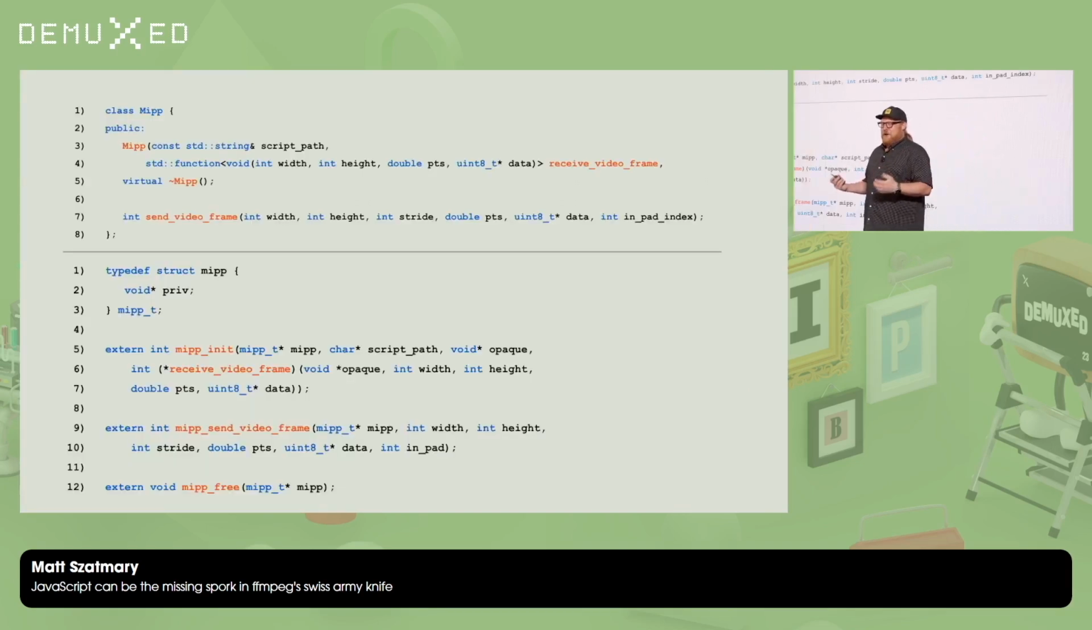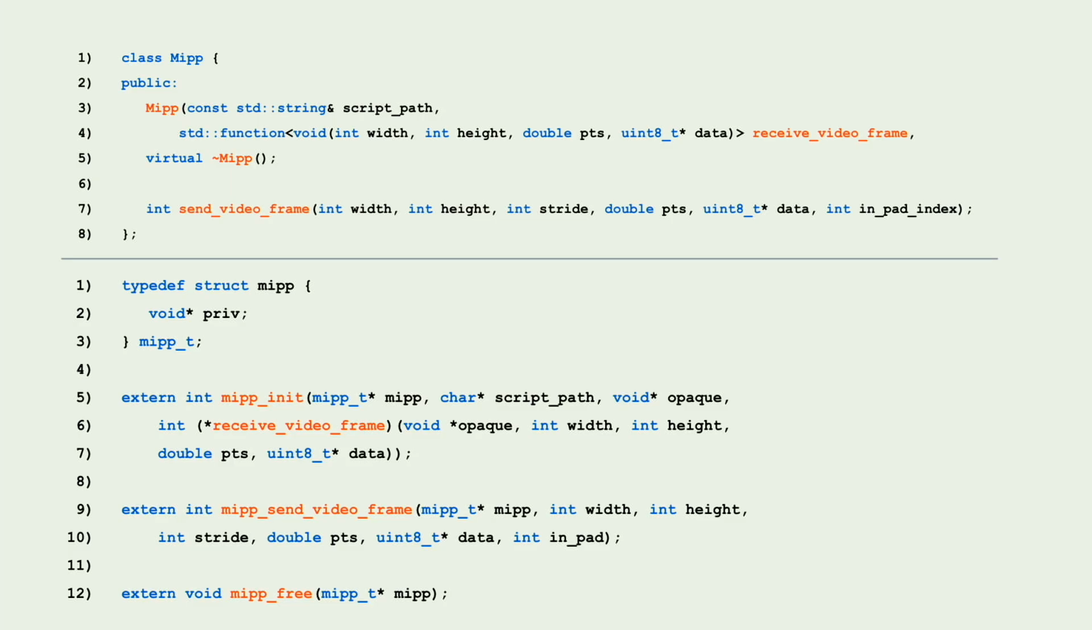Let's go through the code a little bit here. I know this might be a little boring, but there's some really cool stuff in here I wanted to show off. The MIPP class itself, this is all code I wrote. It's very straightforward, very simple. It basically takes a script file, a path to a script file in this case. We could also pass in the raw JavaScript, but here I'm just passing a path. And then it has a receive video frame callback. When we want to send a frame out of JavaScript into FFmpeg, this callback will be called.